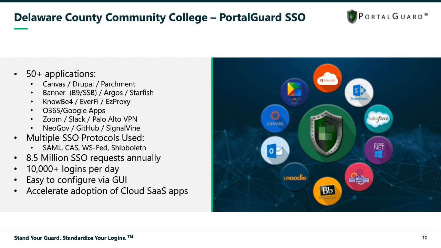So as I mentioned before, we have over 50 applications. When we went live with the system, we only had 10. So you can see that we've added a lot due to the flexibility of the system. Canvas, Parchment, Banner, Argo, Starfish, a lot of the ones you might know, Zoom, Slack, VPN.